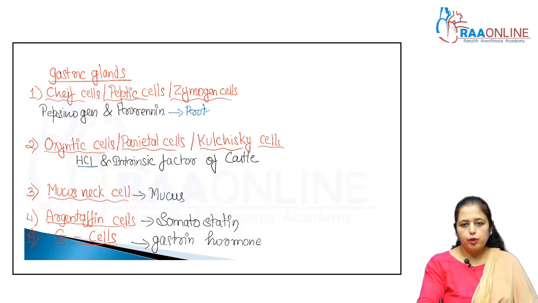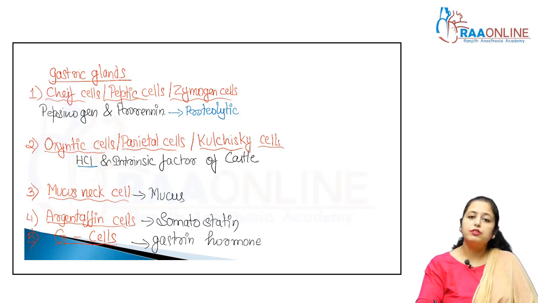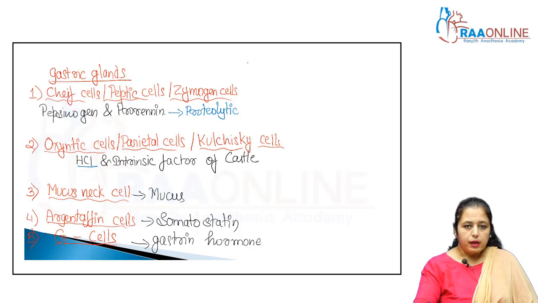Both are proteolytic enzymes which help in the breakdown of protein, or we can say the beginning of protein digestion starts from the stomach, right? So these are the proteolytic enzymes. When pepsinogen activates and converts into pepsin, prorenin is converted into renin, right?